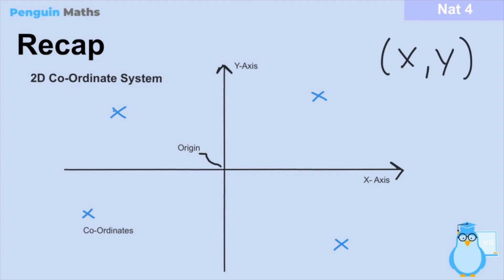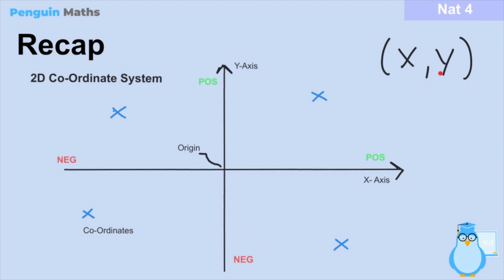The way that we can write these points out is by writing the x distance and then the y distance from the origin. And we now know that for the x-axis, moving to the left of the origin is negative, and moving to the right is positive. And for the y-axis, moving up is positive, but moving down is negative.